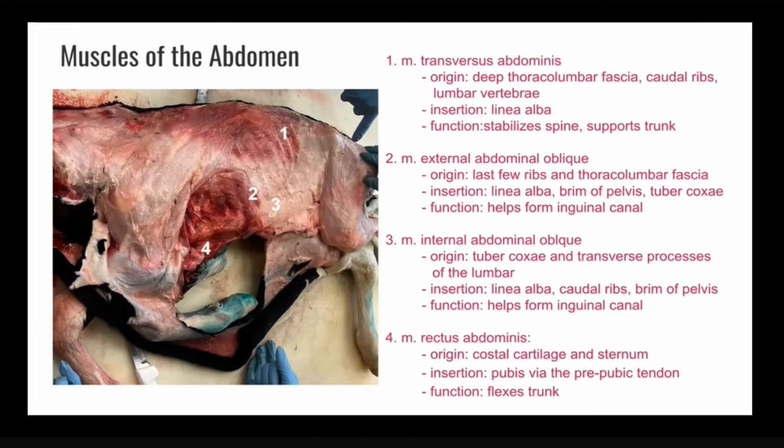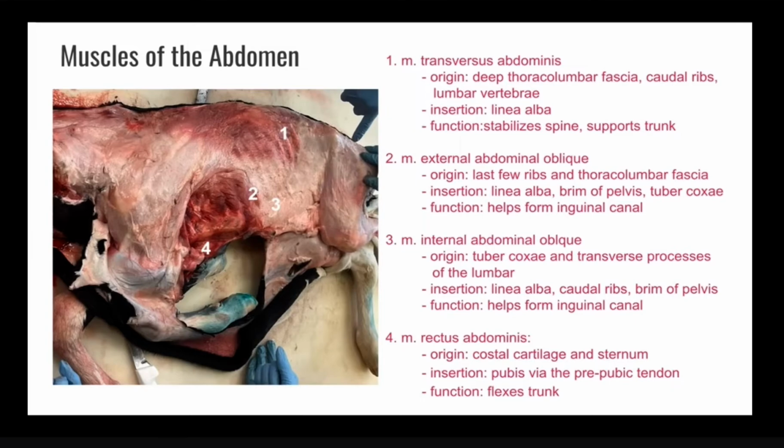trunk. The external abdominal oblique originates from the last few ribs of the thoracolumbar fascia and inserts into the linea alba, rim of the pelvis, and tuber coxae. Its function is to help form the inguinal canal. The internal abdominal oblique originates from the tuber coxae and transverse processes of the lumbar vertebrae. Its insertion points include the linea alba, caudal ribs, and rim of the pelvis, and its function is to also help form the inguinal canal.